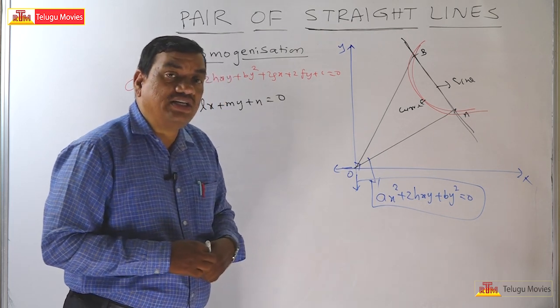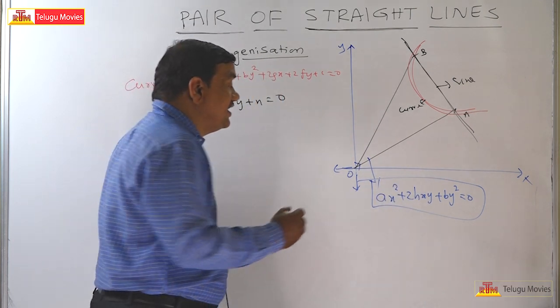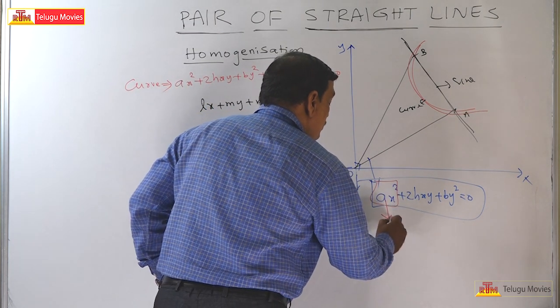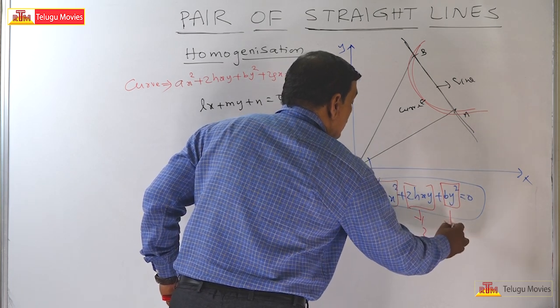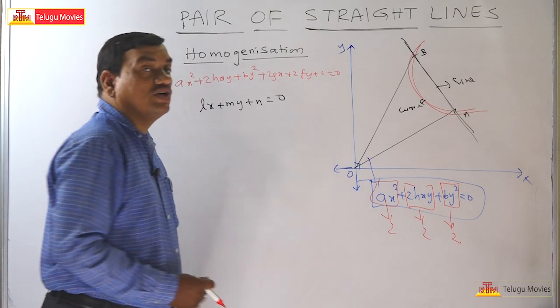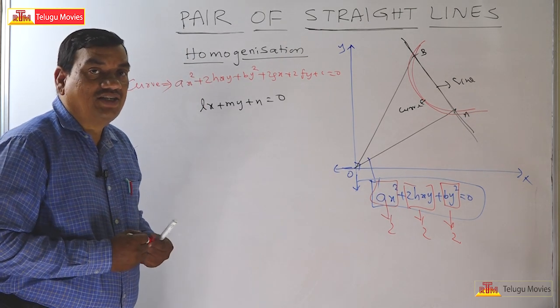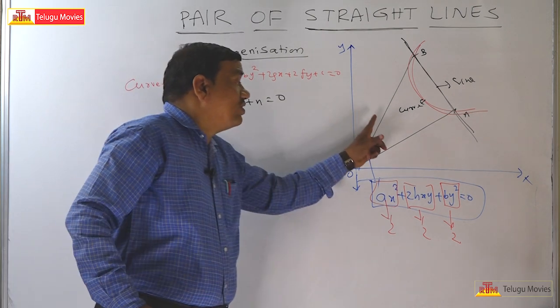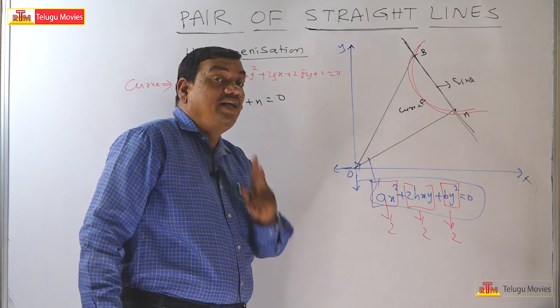What does homogeneous mean? See here, there are three terms. What is the degree of the first term? 2. What is the degree of the second term? 2. What is the degree of the third term? 2. First term degree 2, second term degree 2, third term degree 2. Understand this? So, you have to get an equation of this form so that each term degree is 2.